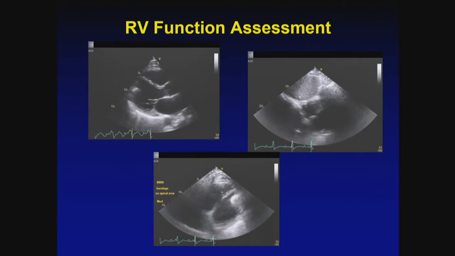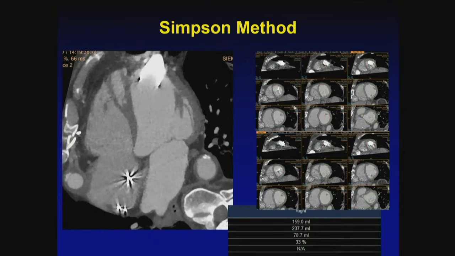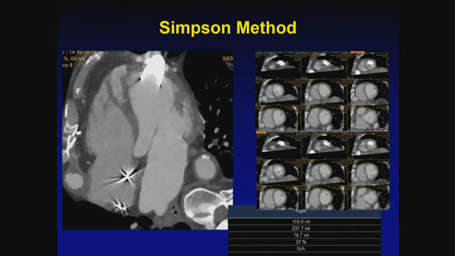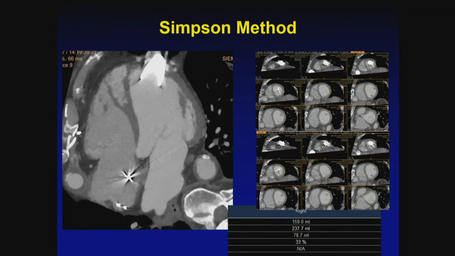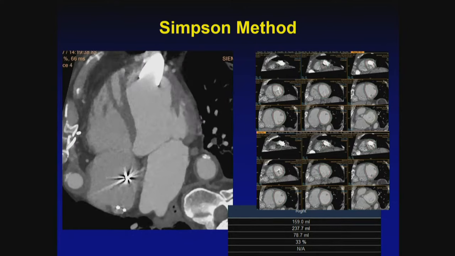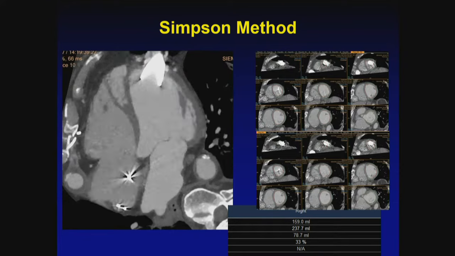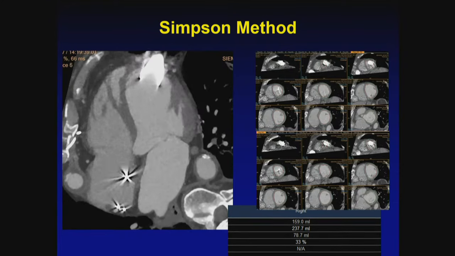Another main reason we get asked for CT all the time is to get a better look at the RV function. Sometimes echo, to say the least, is challenging, and MRI is obviously contraindicated. With CT, if the patient's renal function is reasonable, you answer the clinical question. We can do RV function assessment. And obviously, we don't need to use as much contrast as for coronary. In this case, I think we used 40 cc of contrast, even less, I think 35 cc of contrast, in the right patient with the right protocol.